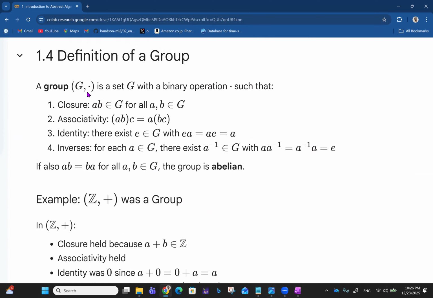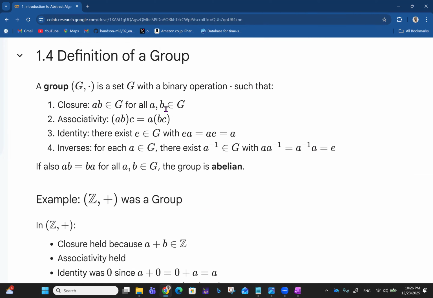So a group (G, ·) is a set G with a binary operation · such that closure is obeyed. That is, if A and B belong to G, then A·B belongs to G for all A and B belonging to G also. So if you take A and B from G and you carry out this binary operation on A and B, the result you get, which is AB, also belongs to G. We talked about that idea of closure before.